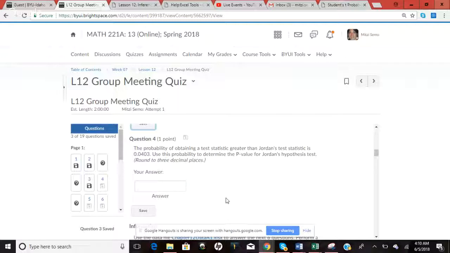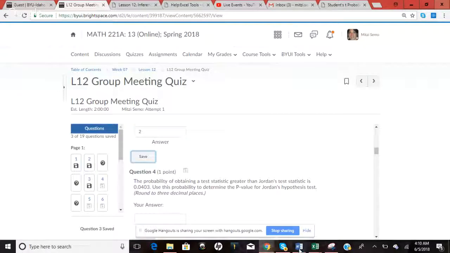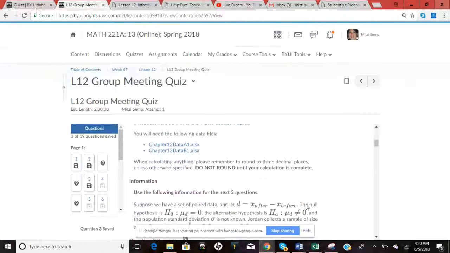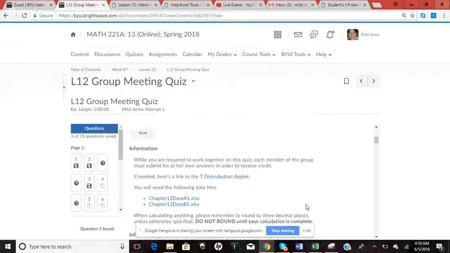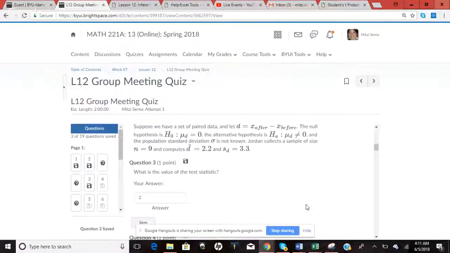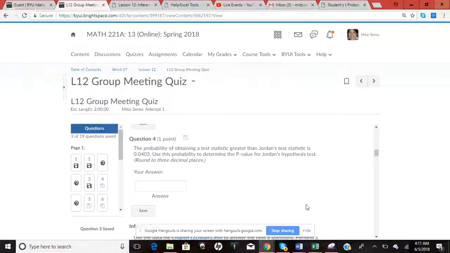And then the next one: the probability of statistics x greater than Jordan's test statistics is... Okay, so we need to put in his. Wait a minute, who's Jordan? Well, in the first question, Jordan collects a sample size of 9. Wait, which question was that? Well, just right before it talks about Jordan in the last sentence. Okay, all right. Gosh darn it.